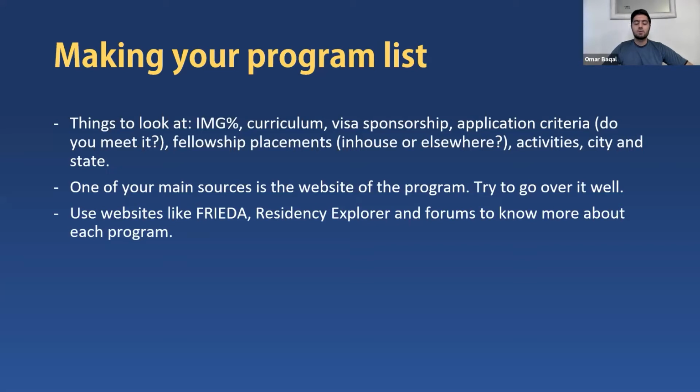And you'll get information from the program website, but if not, then there are other places like Frida, Residency Explorer, and so on. I didn't use Frida. I just used Residency Explorer just to look at the IMG percentage, nothing more than that, honestly. And just to get a relative idea of where I stand, because they give you those percentiles, 25th percentile, 50th percentile. That was good enough. Otherwise, I didn't hyper focus on these things.